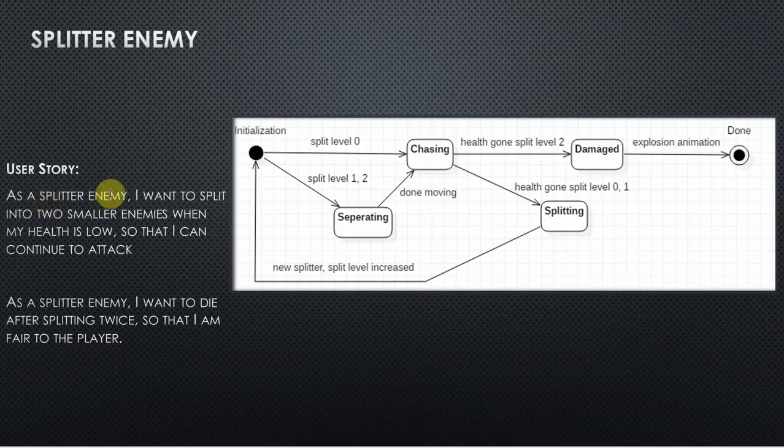As a splitter enemy, I want to split into 2 smaller enemies when my health is low so that I can continue to attack. As a splitter enemy, I want to die after splitting twice so that I am fair to the player. So like I said before, split level 0 is where it starts. It goes into the chasing state.